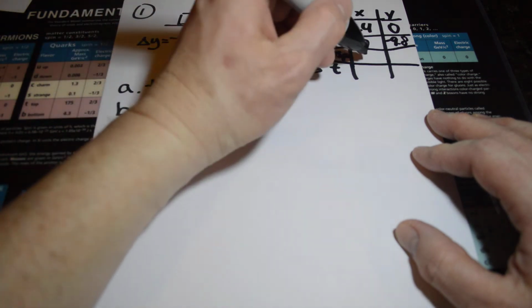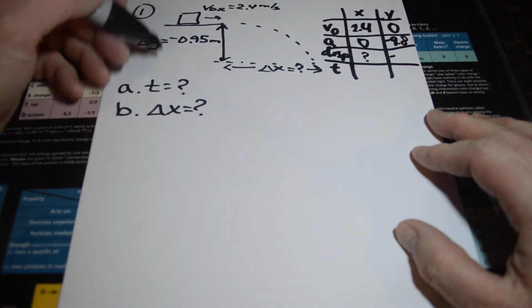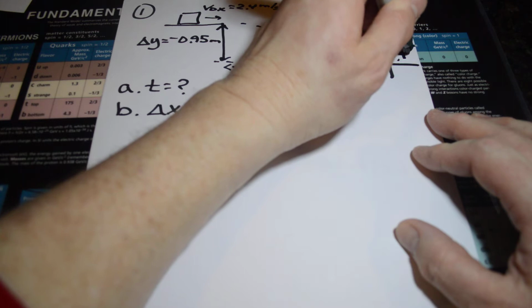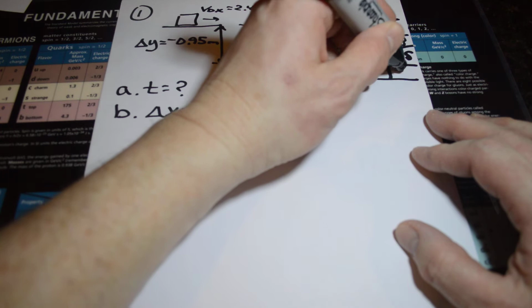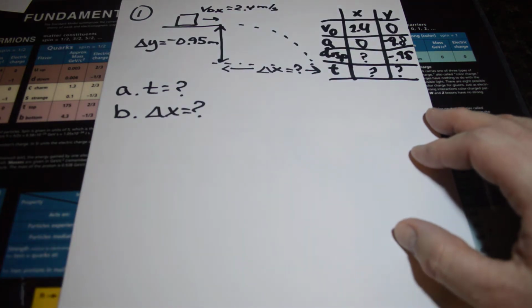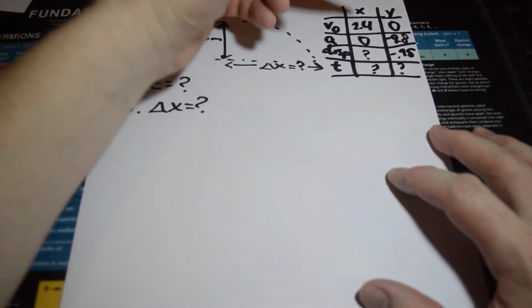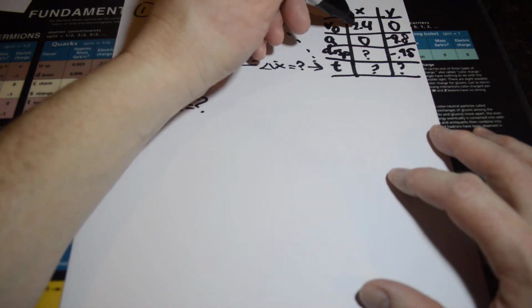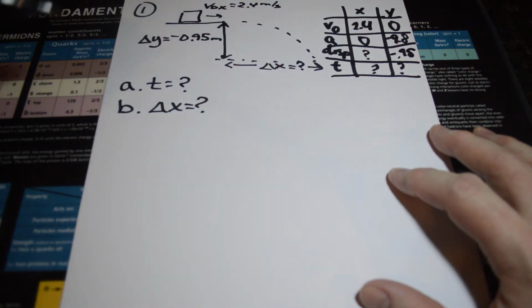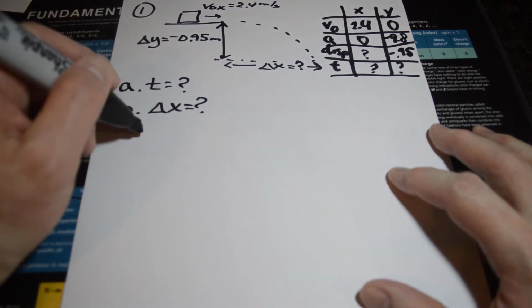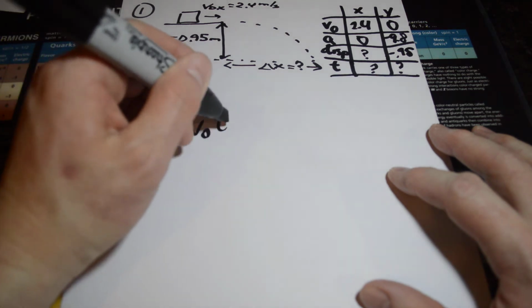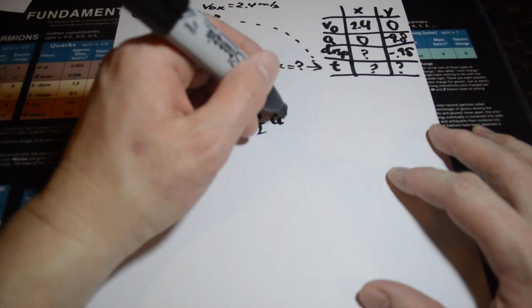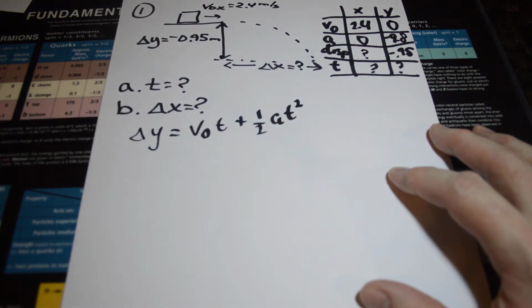We don't know how far it is in the x direction, but we do know in the y direction it's falling down a height of 0.95 meters. The time is the one scalar quantity that once we find in one direction, we'll have in the other direction. So we only have two variables that we know in the x direction, and three things we know in the y direction. So I would use the kinematic formula delta y equals v naught t plus 1/2 a t squared to solve for the time in the air.